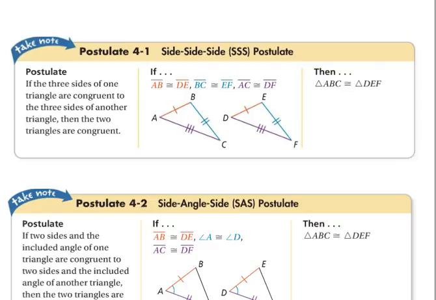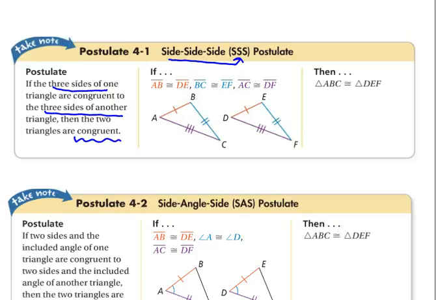So the first one, side, side, side, can be abbreviated by SSS. Exactly what it sounds like. If 3 sides of one triangle are congruent to 3 sides of a different triangle, then they are congruent.